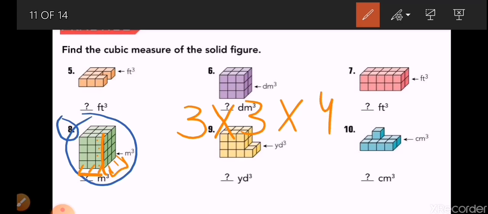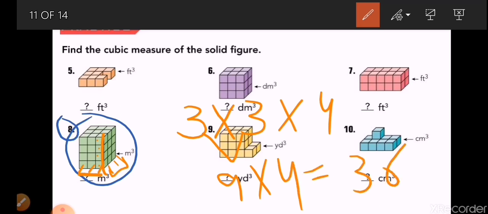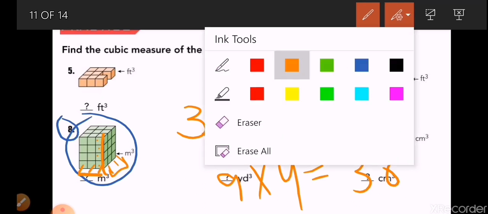Let's multiply. 3 times 3 will give me 9. 9 multiplied by 4 will give 36. So here I have 36 cubic units. Because by counting it will be hard for you. Okay, so it is better to use this way, and I will repeat it with you again with another question. So here the answer is 36.